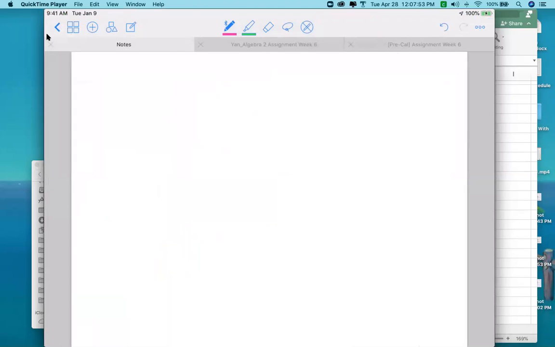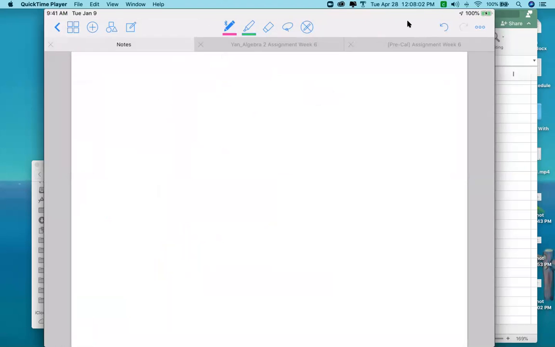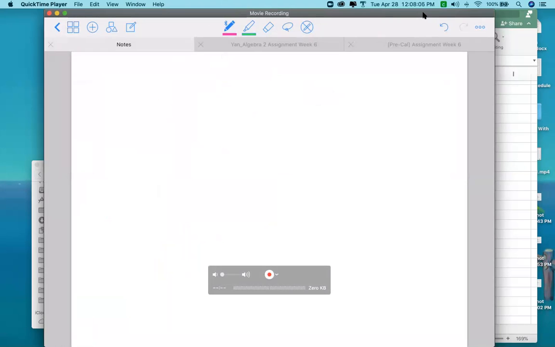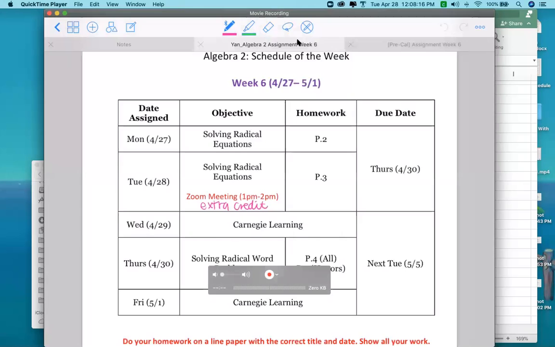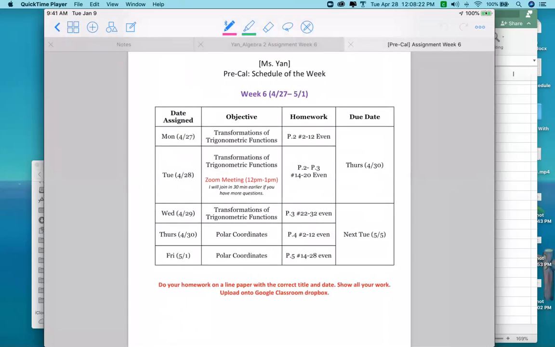So your homework, look up. Again, I have recorded this lesson, so those of you who came in late, you guys can watch the video lesson later. Let me see. So your homework, oops, that's algebra 2, this one. Okay, so your homework is transformations of trig functions, and it's basically 2 to 32 even. And then the first 2 assignments are due on Thursday.